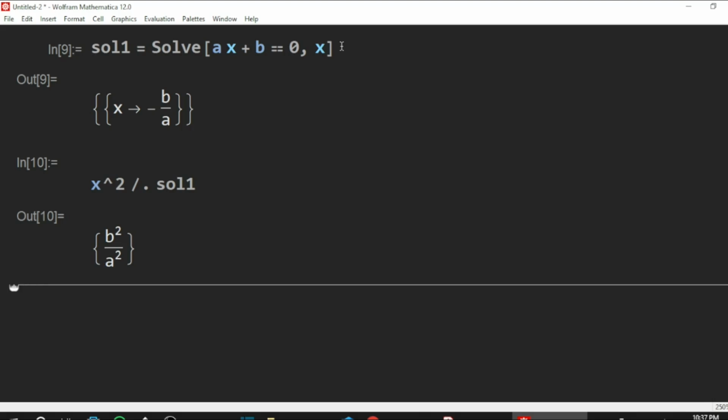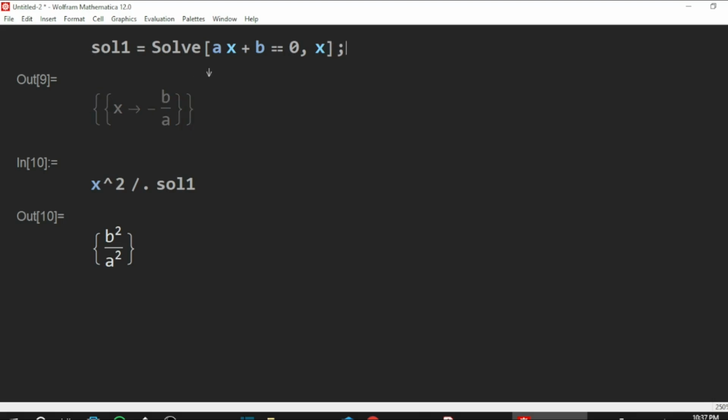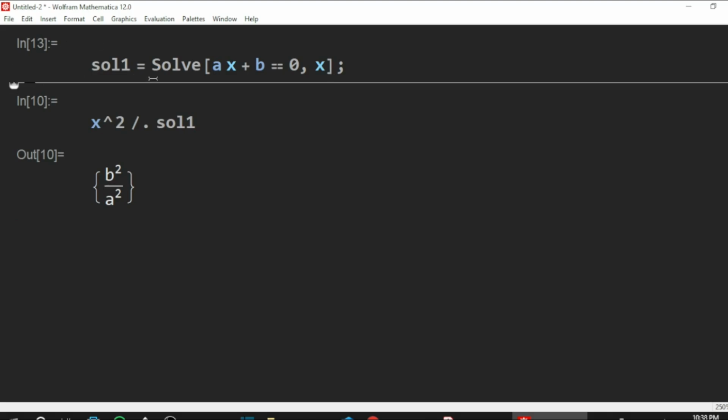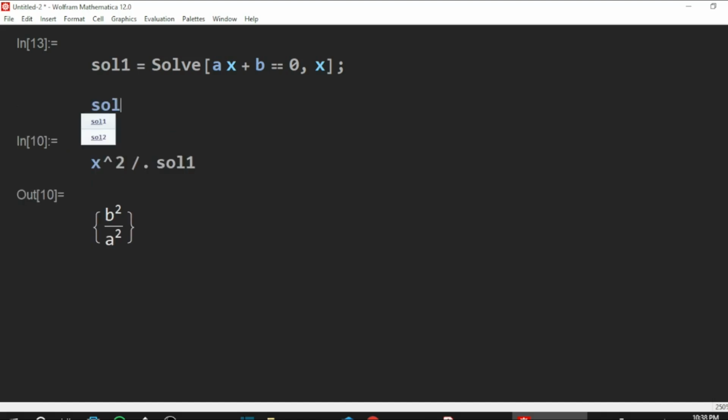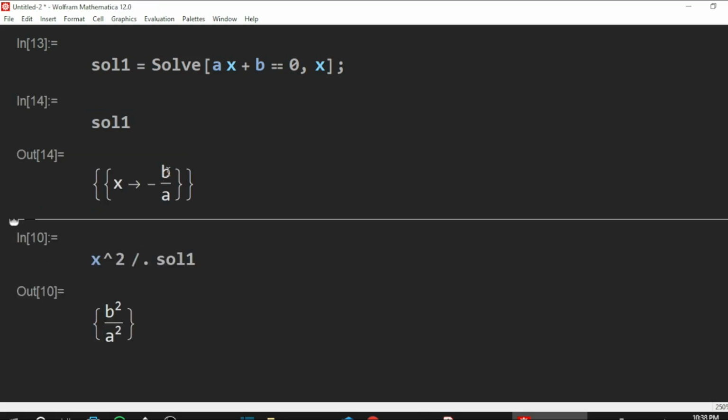I can do one more thing. If I put a semicolon over here and then run, Mathematica will not show the result. You see, it is not showing the result. But what Mathematica has calculated has, in fact, been assigned to solve1. And if I now put solve1 over here and I run this, it will give me the same result. You see, I got the same result.